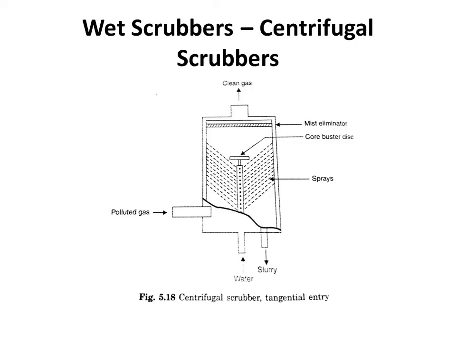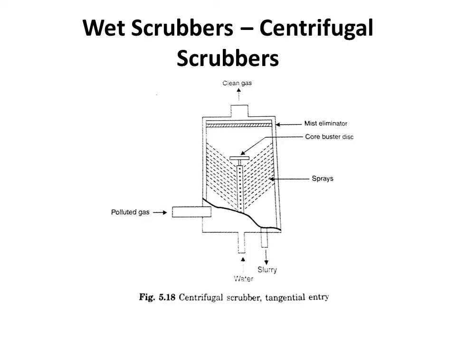Centrifugal scrubbers are another type of wet scrubbers which are used mainly to increase the collection efficiency of particles which are very small. In this type of scrubber, the polluted gas is introduced tangentially into the lower portion of the vertical cylinder. Water droplets are injected into the flow stream from the sprays directed outwards from a central manifold.